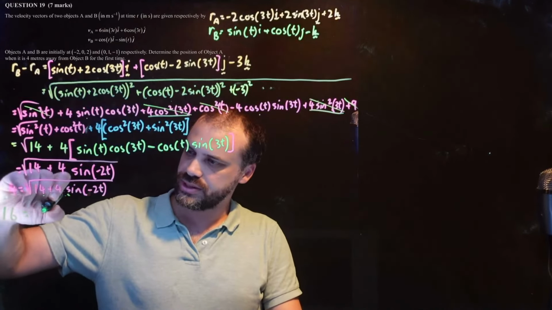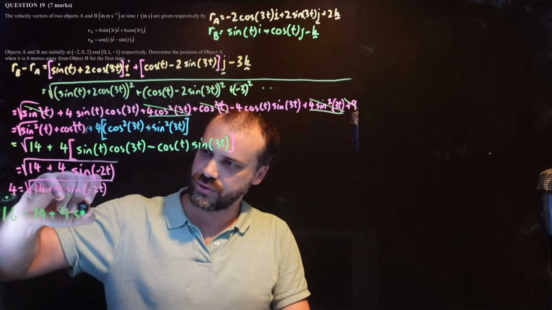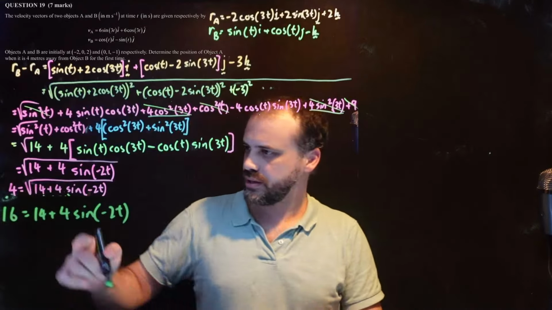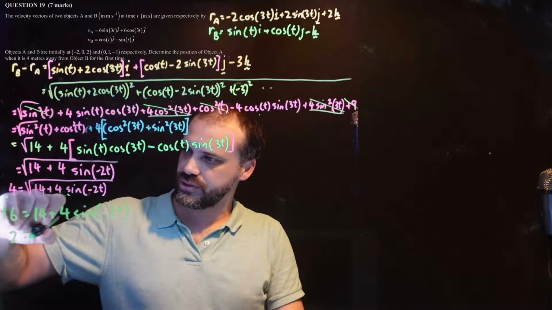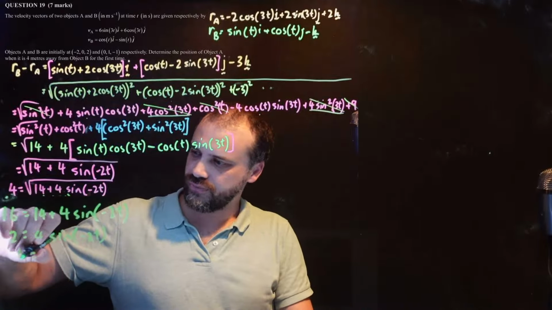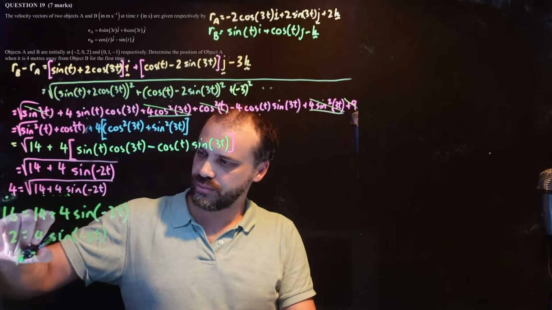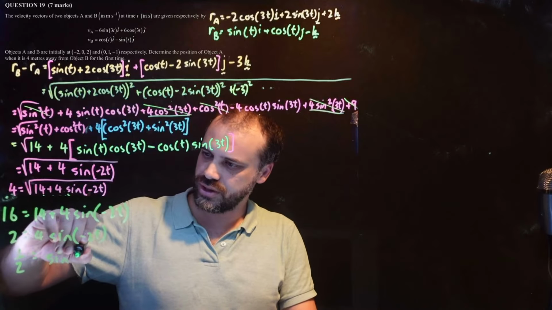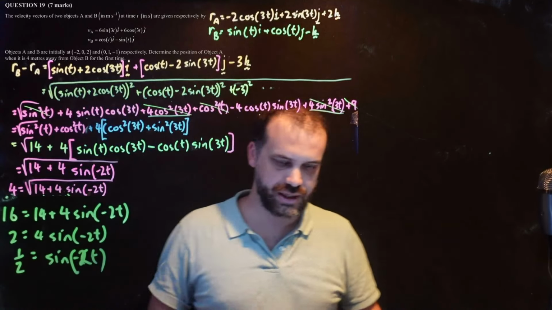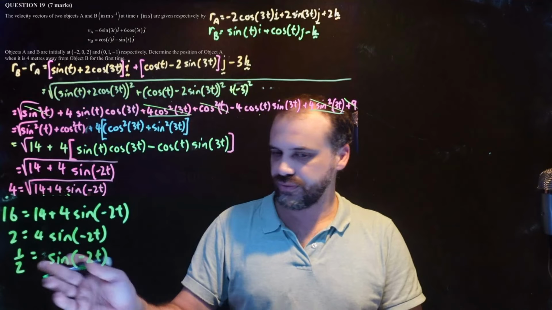Squaring both sides, we get 16 equals 14 plus 4 sine negative 2t. Subtracting 14 from both sides, 2 equals 4 sine negative 2t. Dividing by 4 on both sides, we get 2 divided by 4, which is 1/2, equals sine negative 2t. Now we're basically solving this trig equation.